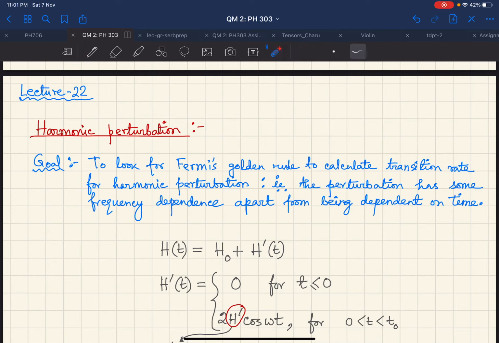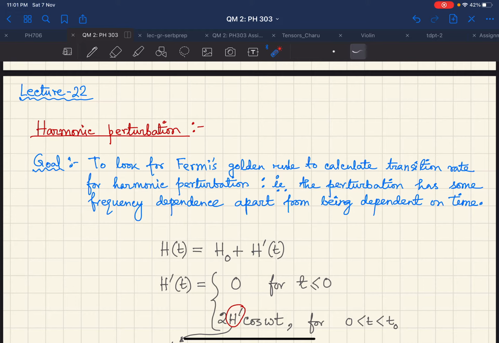So let us start lecture 22. In the previous lecture, we finished the discussion on the time dependent perturbation due to a constant perturbation which is applied at some time t equal to 0.